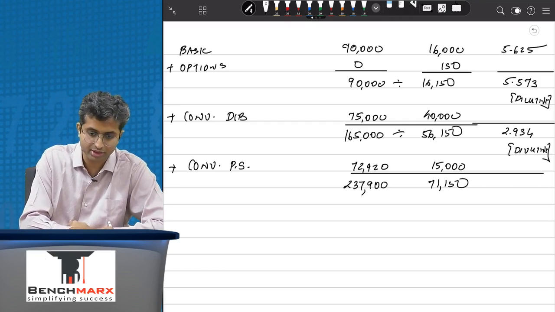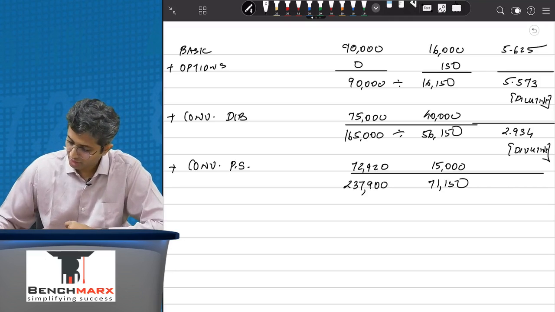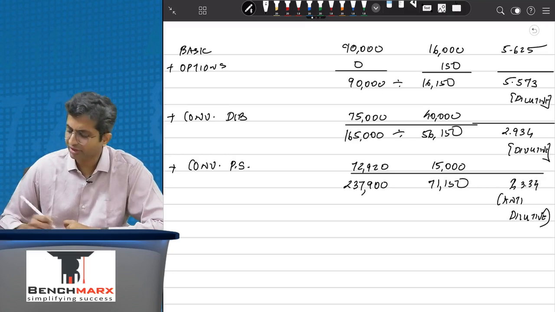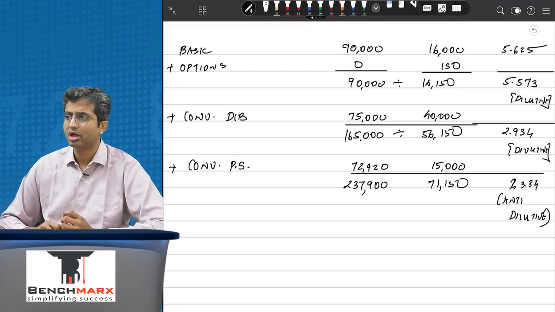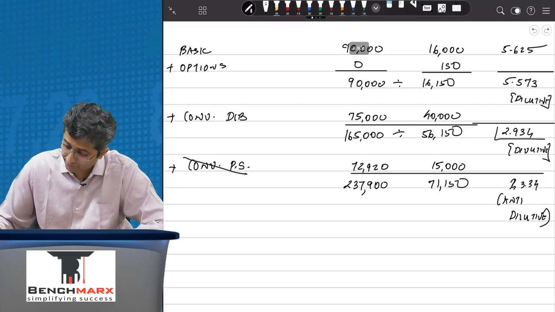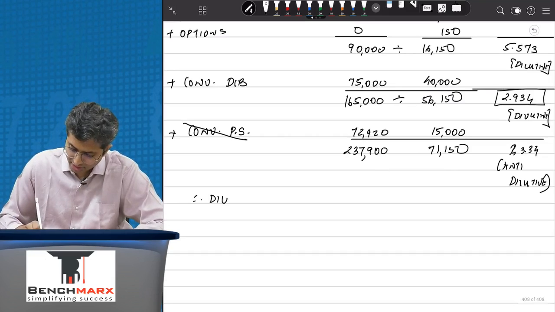237,900 divided by 71,150, 3.34. So this is rupees 3.34, which is basically higher than 2.934, and hence we can see that these are anti-dilutive. And hence preference shares will not be taken, and your diluted EPS is the worst possible EPS, which is 2.934. Therefore your diluted EPS is 2.934.